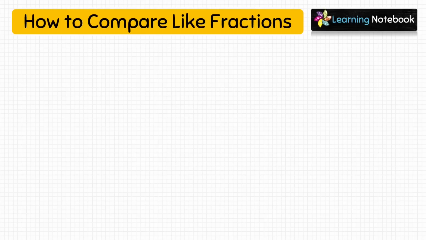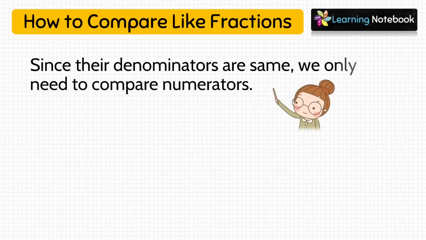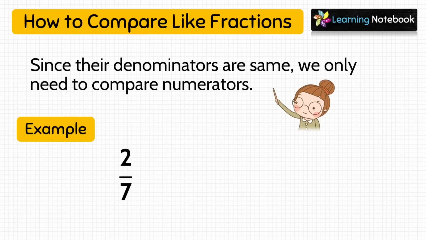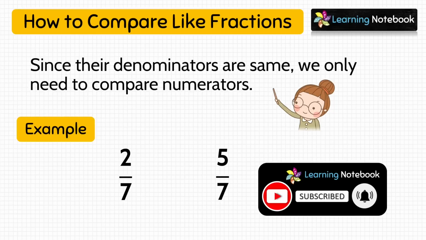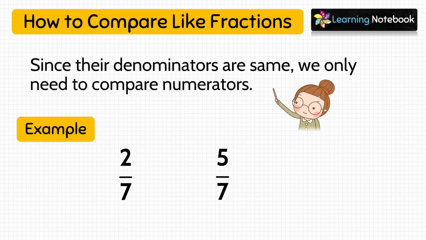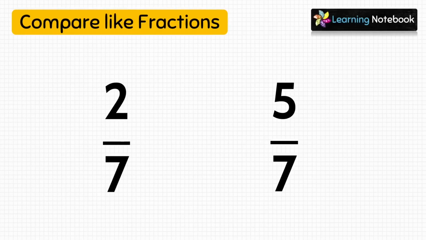Now students, let's understand how to compare like fractions. Since in like fractions the denominators are the same, we just need to compare their numerators. For example, there are two like fractions, 2 by 7 and 5 by 7. We have to compare them. Since they have the same denominators, we will just compare their numerators. 2 is less than 5. So fraction 2 by 7 is less than fraction 5 by 7.